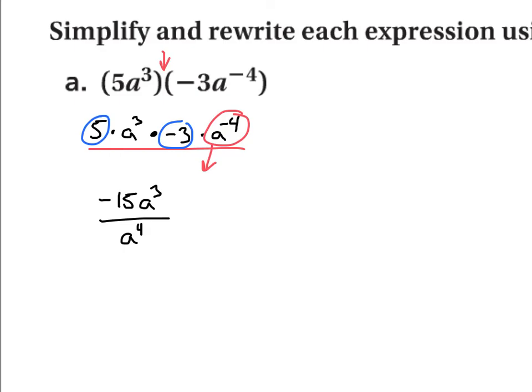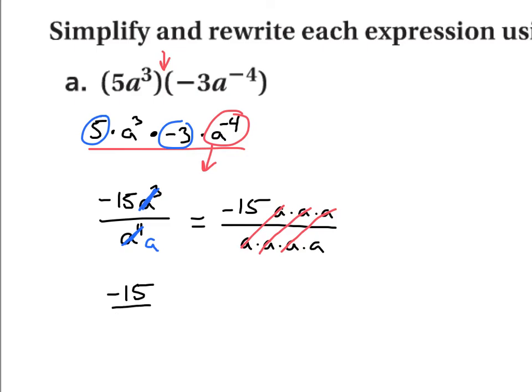I find it much easier to think of this as negative 15 times a times a times a over a times a times a times a. Do I actually have to write that out every time? No. But I think of it like that. So then I see that, oh, wait a minute. If I just cancel out the common a's from the top and bottom, I get one a left on the bottom. So all I would show for my work is that the 3 a's on top are going to cancel with 3 of the a's on the bottom, leaving me with one a on the bottom. So my answer is negative 15 over A.